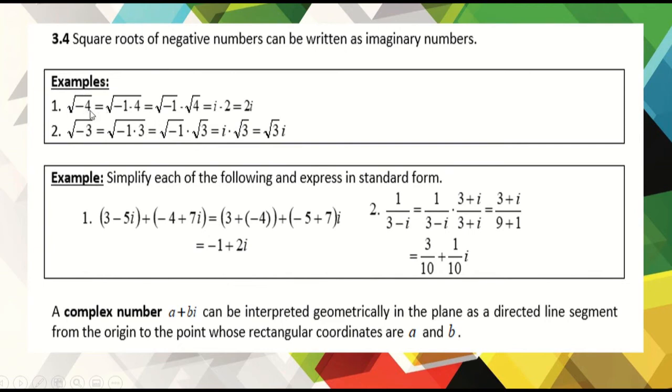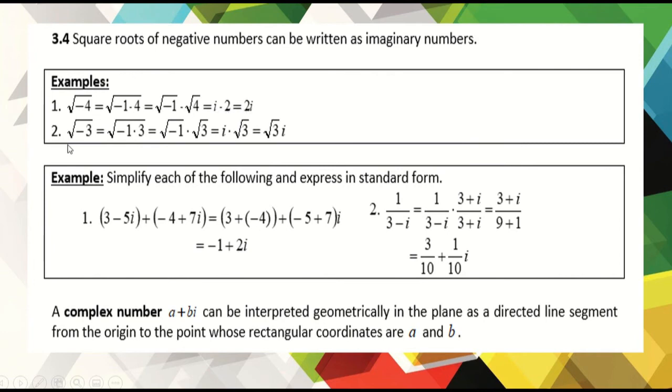So, square root of negative 4 is equal to square root of negative 1 times 4. We factor out 4 by negative 1 so that we can bring out the square root of negative 1, which is your i. So, this can be square root of negative 1 times square root of 4. We know that square root of negative 1 is i and the square root of 4 is 2. So, i times 2 is equal to 2i.